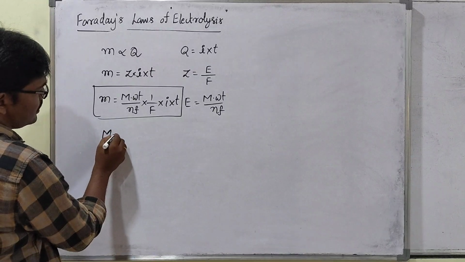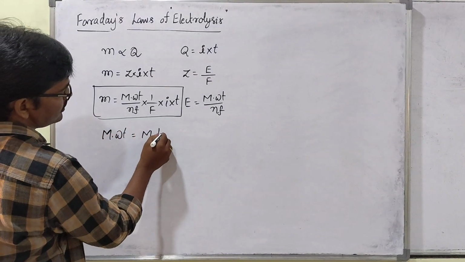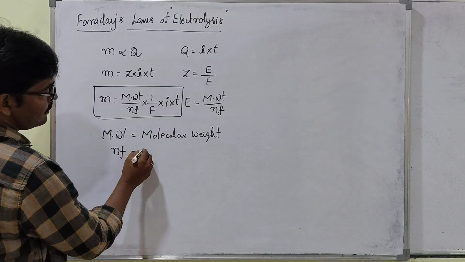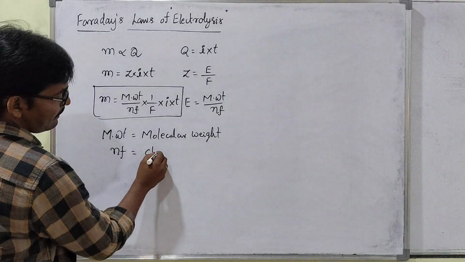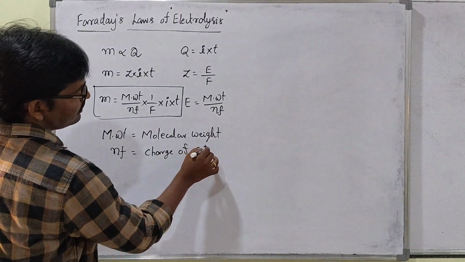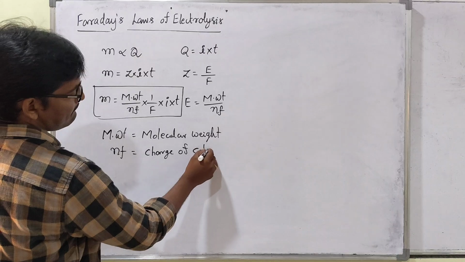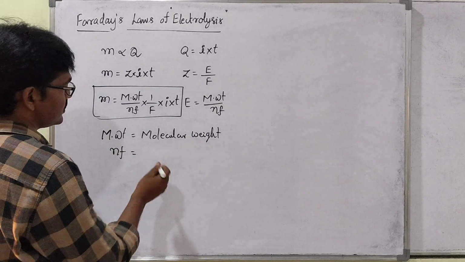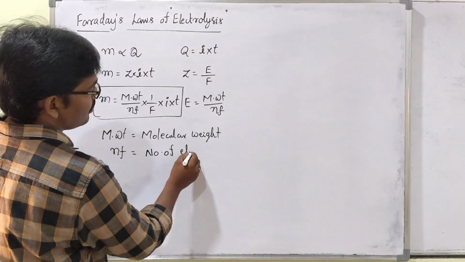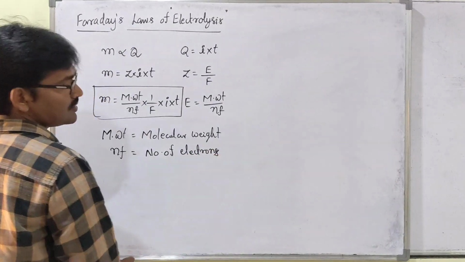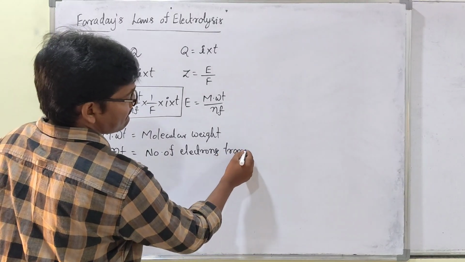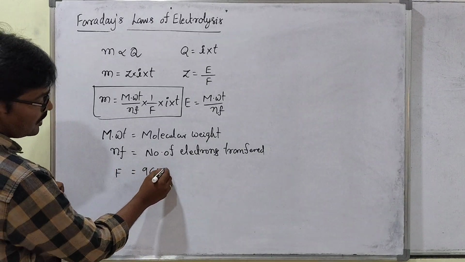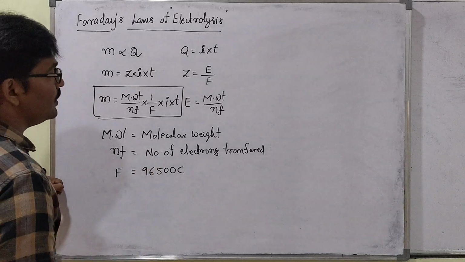So that is the molecular weight, then NF is nothing but N factor. N factor is the charge of the cation, or simply you can say the number of electrons transferred. Then F equals 96,500 coulombs, which we have used in the calculations previously also, right?